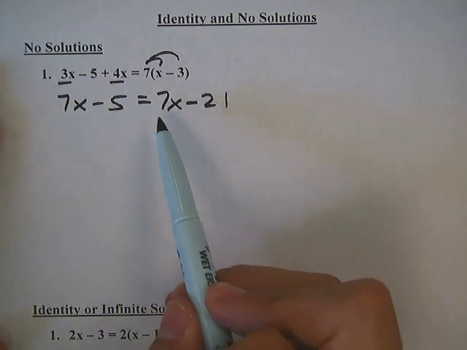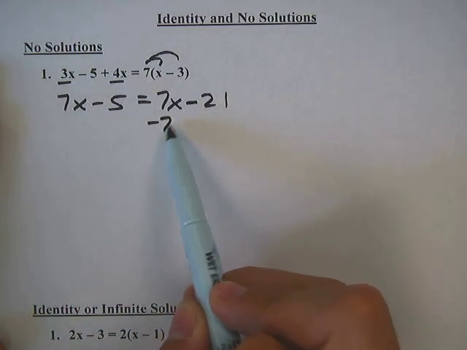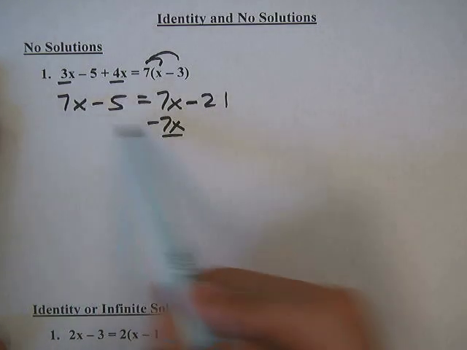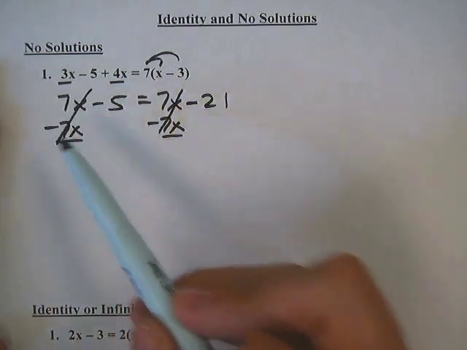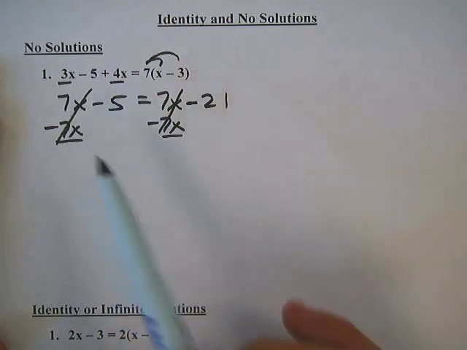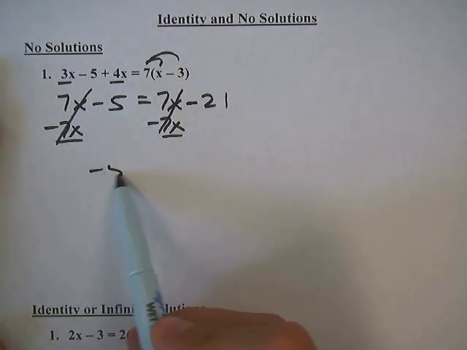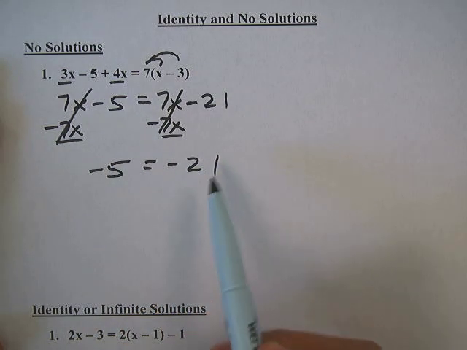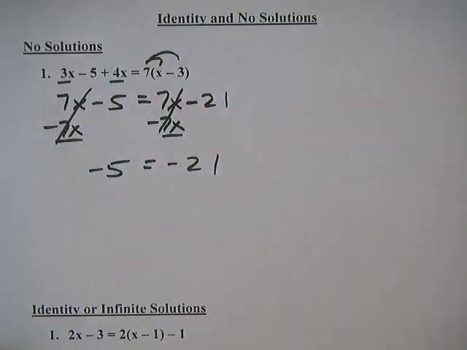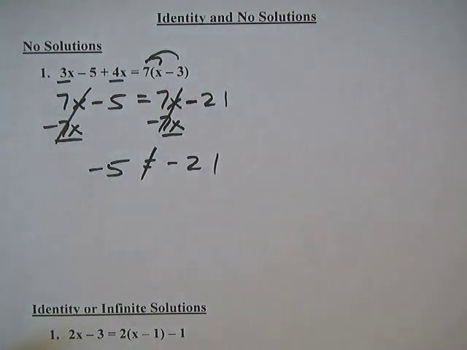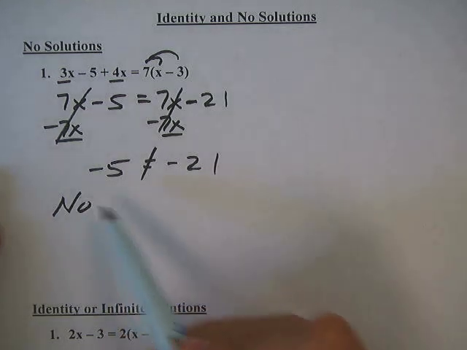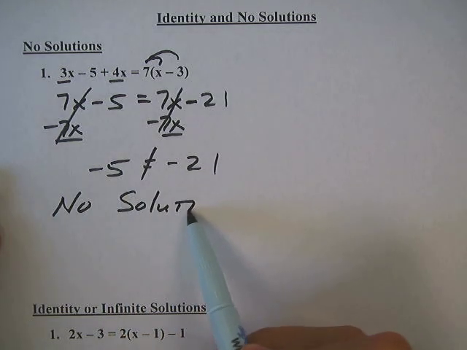Now, I have variables on both sides, so I'm just going to subtract this 7x to the left. You could have subtracted this 7x to the right if you wanted, but it doesn't make a difference. And if you notice, all my variables go away. 7x minus 7x is 0. I get negative 5 equals negative 21. Well, hopefully you'll agree with me that that is false. That's not true. And what that is telling you is that there are no solutions to this.